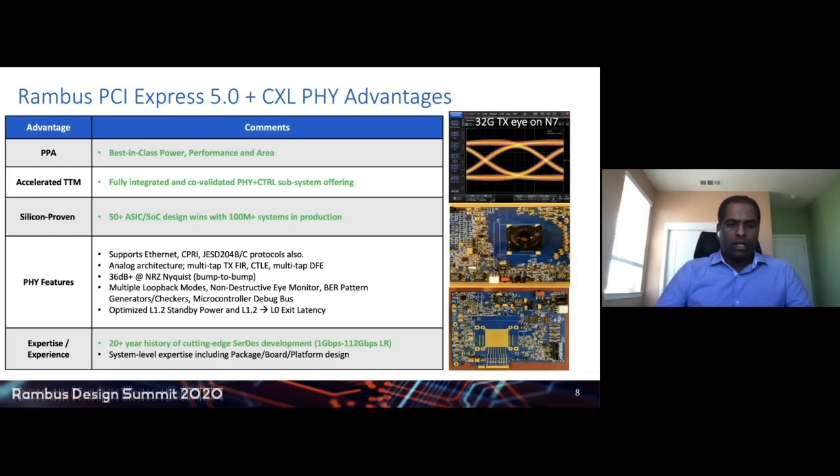In addition to this, our PHYs are optimized for L1.2 standby power and L1.2 to L0 exit latency. In some power sensitive applications, the PCIe link will be moved between the active mode and the low power mode. So this particular mode will help our customers to save power during the low power modes.